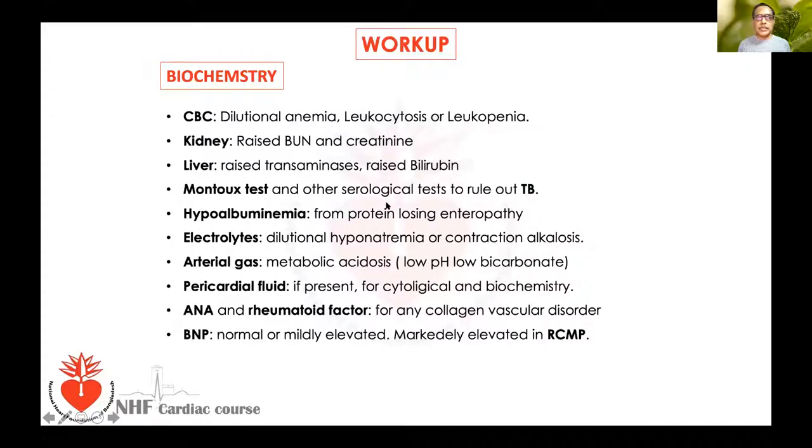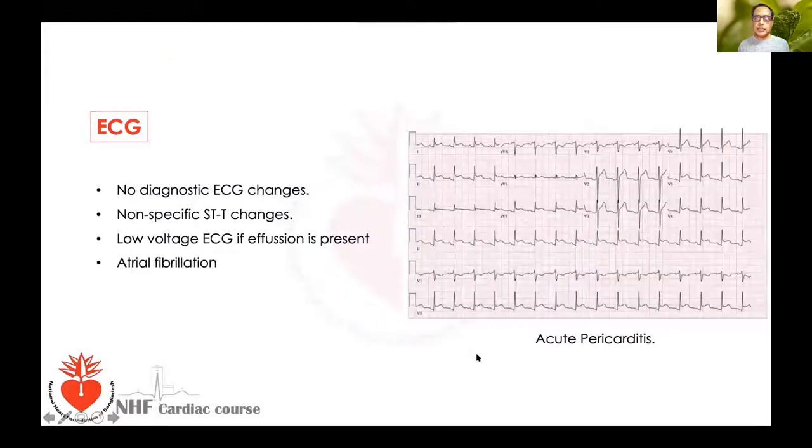Mantoux test and other serological tests should be done to rule out tuberculosis. There may be hypoalbuminemia due to protein-losing enteropathy. Electrolytes may show dilutional hyponatremia. Arterial gas may show metabolic acidosis. Pericardial fluid, if present, should be sent for cytology and biochemistry. ANA and rheumatoid factor for any collagen vascular disorder. And BNP is usually normal or mildly elevated. But importantly, it is markedly elevated in restrictive cardiomyopathy. This is one point to distinguish between constrictive pericarditis and restrictive cardiomyopathy.